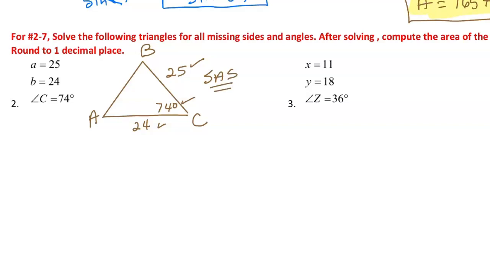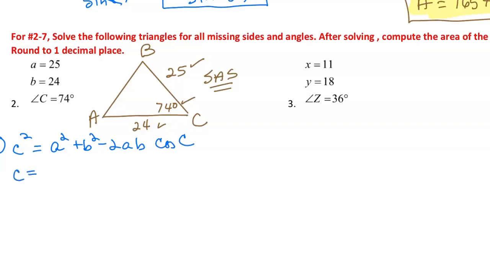They want me to solve everything, and then after I finish solving it, they want me to compute the area of the triangle. Okay, so I have to use law of cosines. The first thing I'm going to do is solve for the missing side. So I need little side C. So I know to get C using law of cosines, it's going to be this. A squared plus B squared minus 2AB cosine of C.